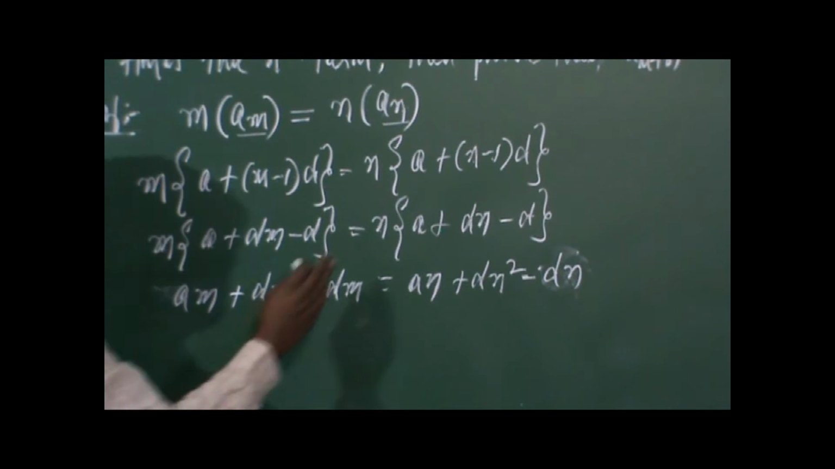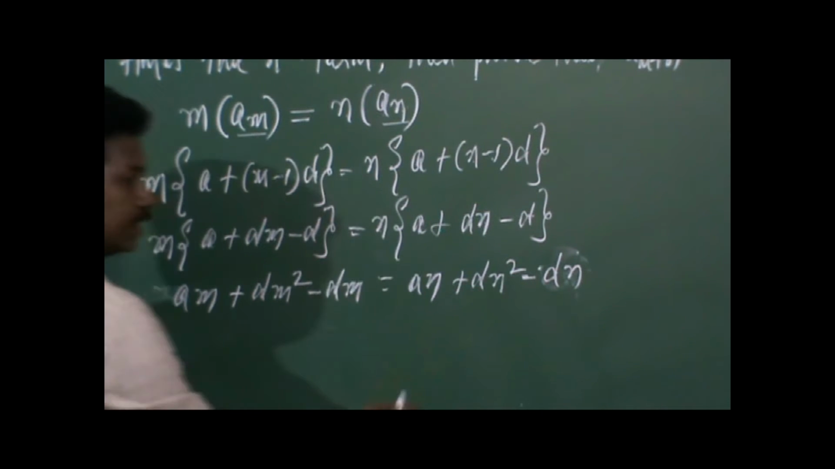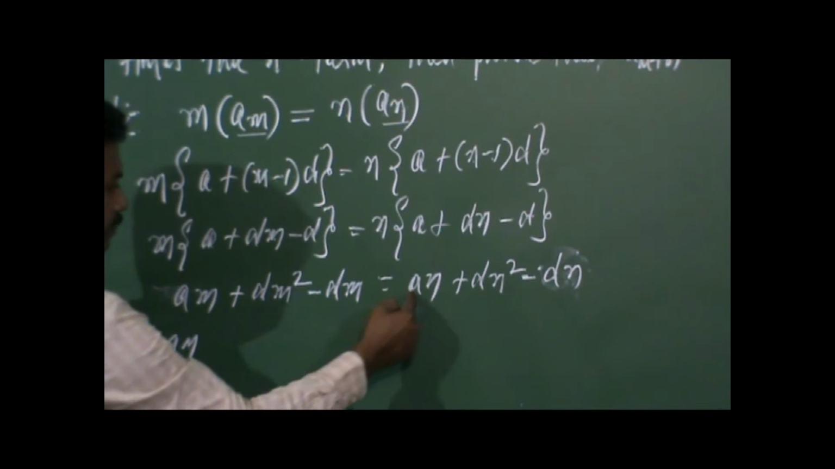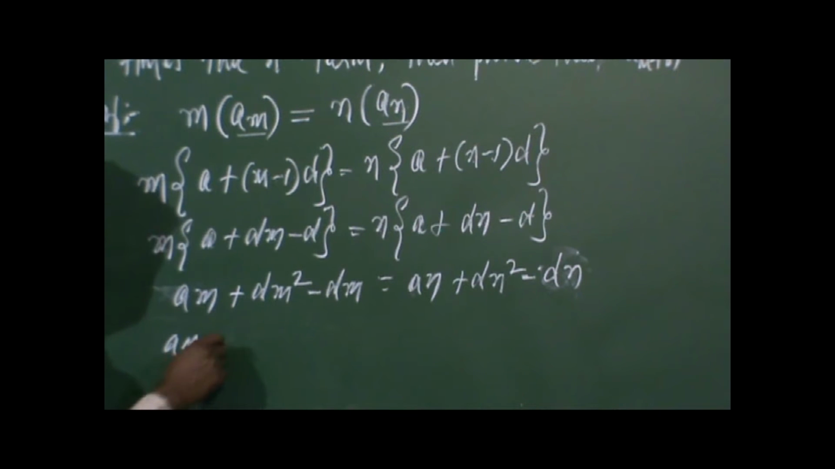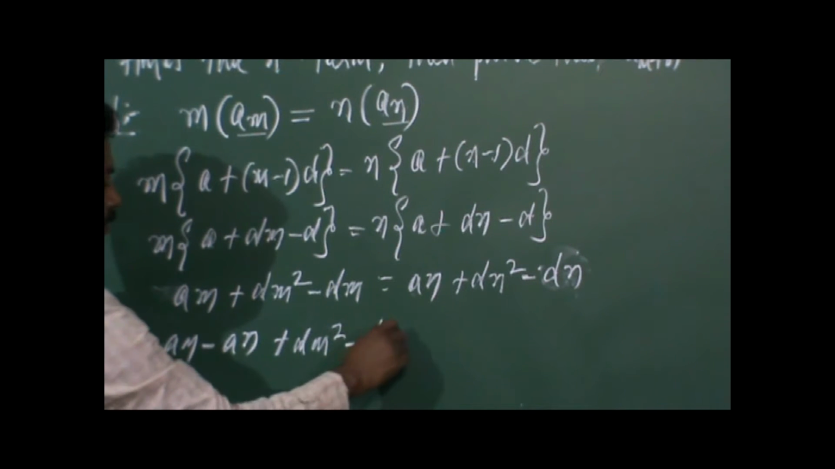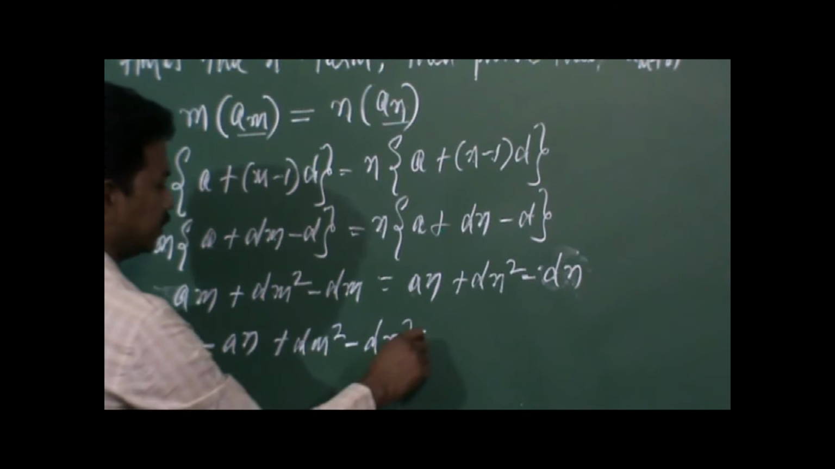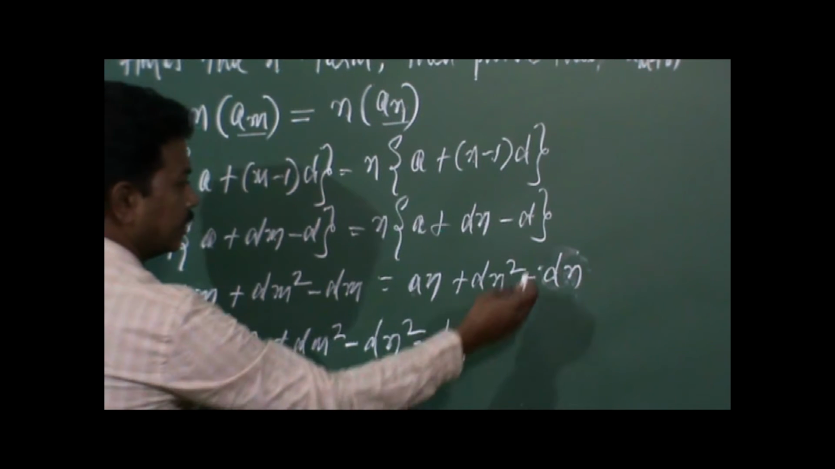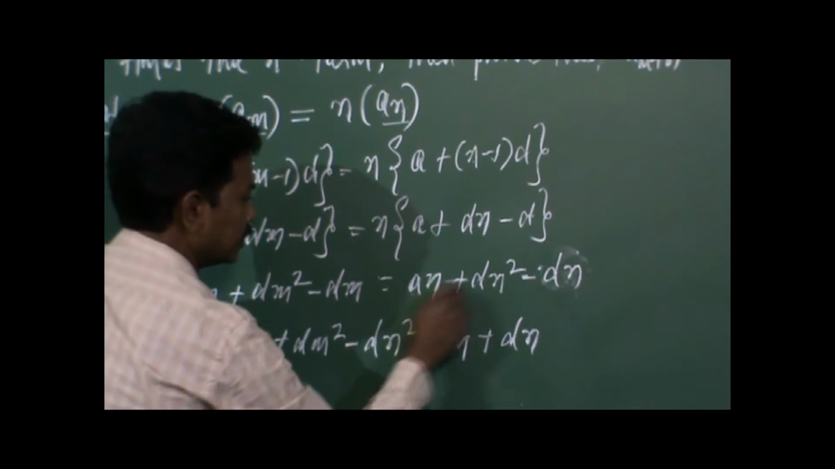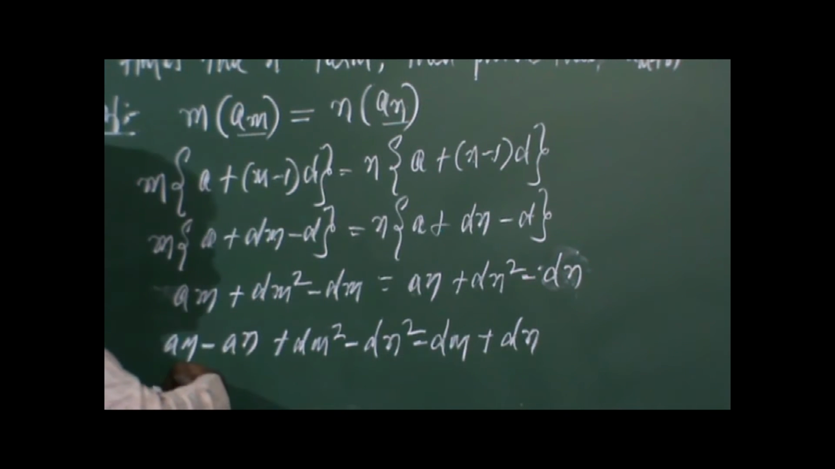So now let us transpose all the terms which are in the RHS to the LHS by changing their signs. So AM, first term AN gets transposed to LHS, it becomes minus AN. Second term is plus DN square, and after transposing it becomes minus DN square. Minus DM stays here itself in the LHS. Minus DN after transposing it becomes plus DN. So all the three terms are successfully transposed to the LHS.